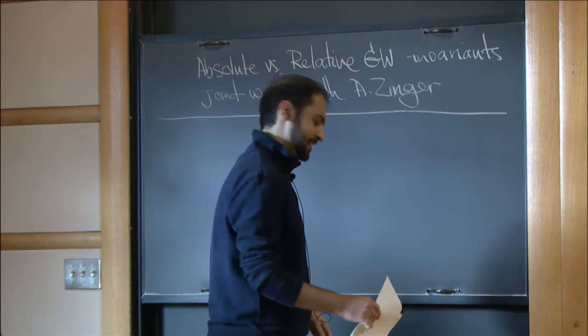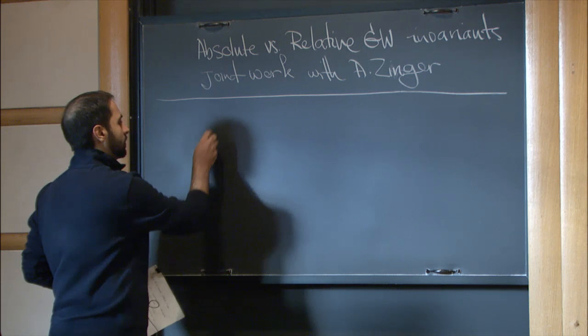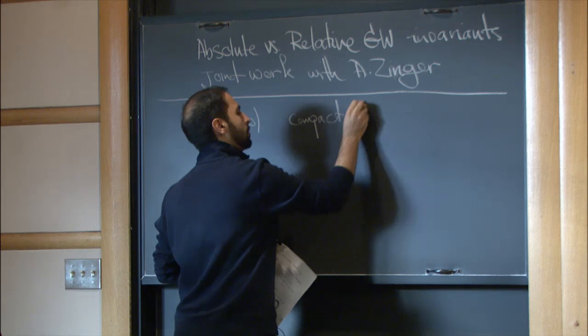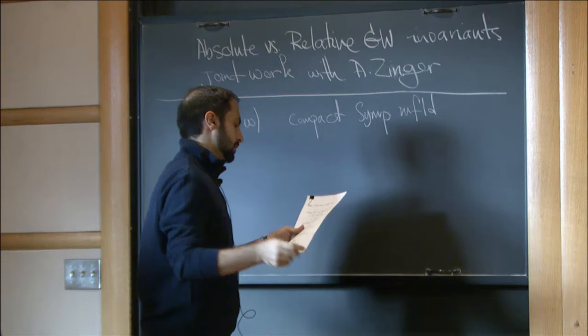Okay, I'll start with some notation. In the talk, X, omega is going to be, by the way, this is joint work with Alex Zinger, a compact symplectic manifold. Or if you are in algebraic geometry, it's going to be a complex projective variety.